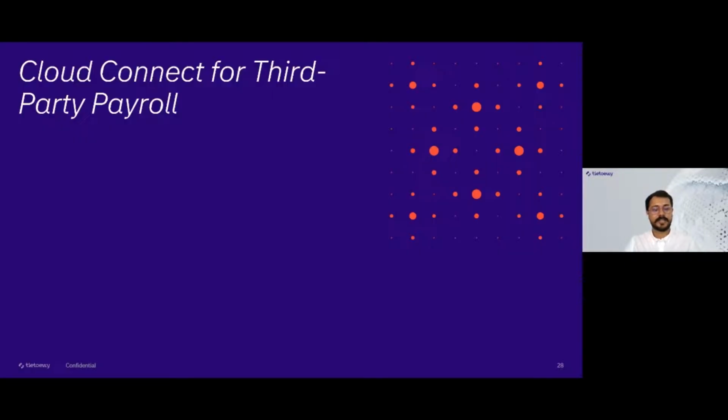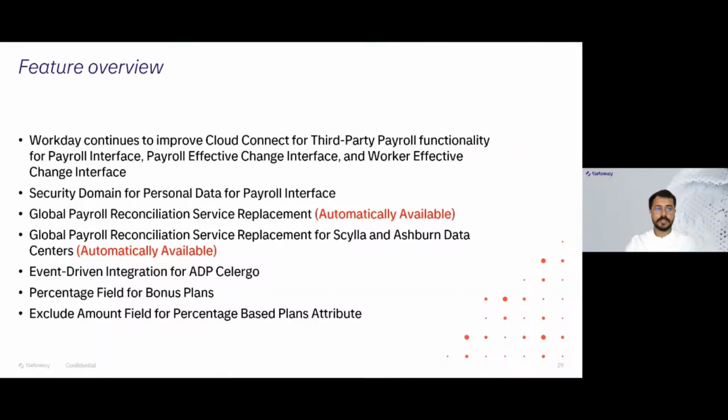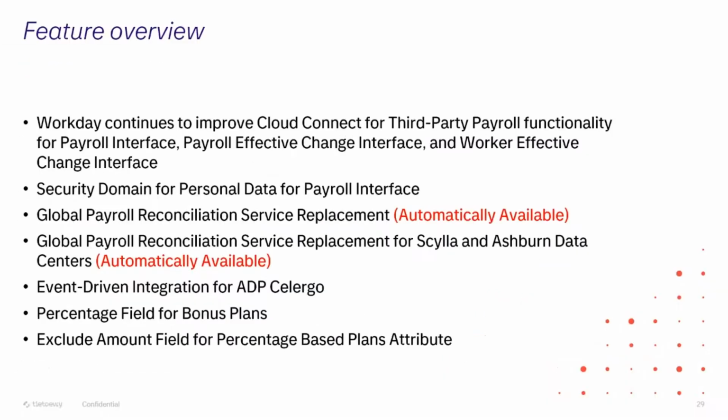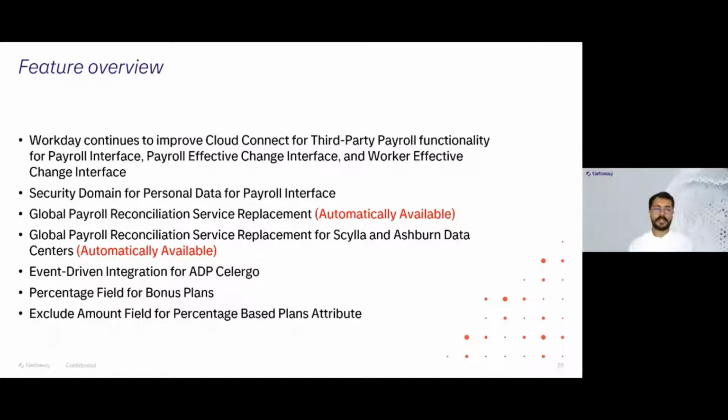Okay, so with the next feature, what we see is Cloud Connect for third-party payroll. Workday continues to improve Cloud Connect for third-party payroll functionality for payroll interface, payroll effective change interface, and worker effective change interface. So what all is changing? They are changing for personal data for payroll interface. Then we have global payroll reconciliation service replacement. It is automatically available. Then we have global payroll reconciliation service replacement for Scala and Ashburn data center. This is also automatically available.